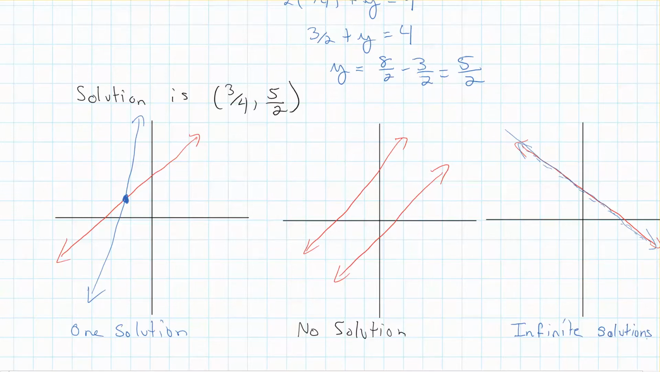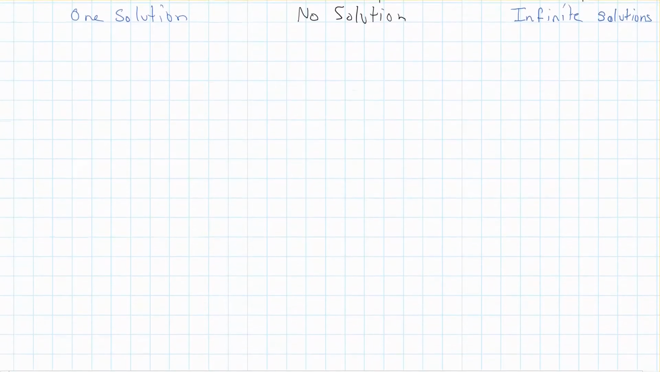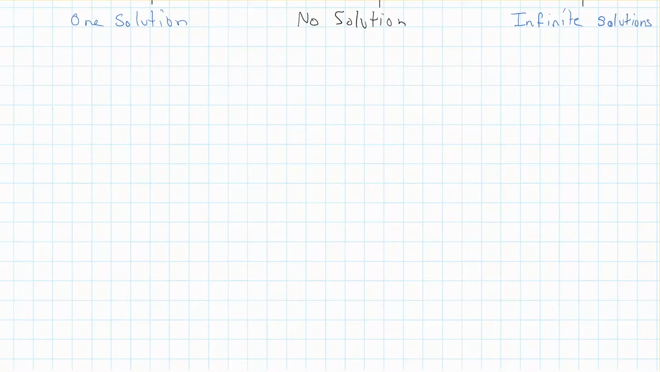So those are the three cases that we can encounter here. So let's look at a couple more examples and solve some more systems of equations, and keep in mind that our three options are one solution, no solution, or infinite solutions. Alright, so let's look at another system here.